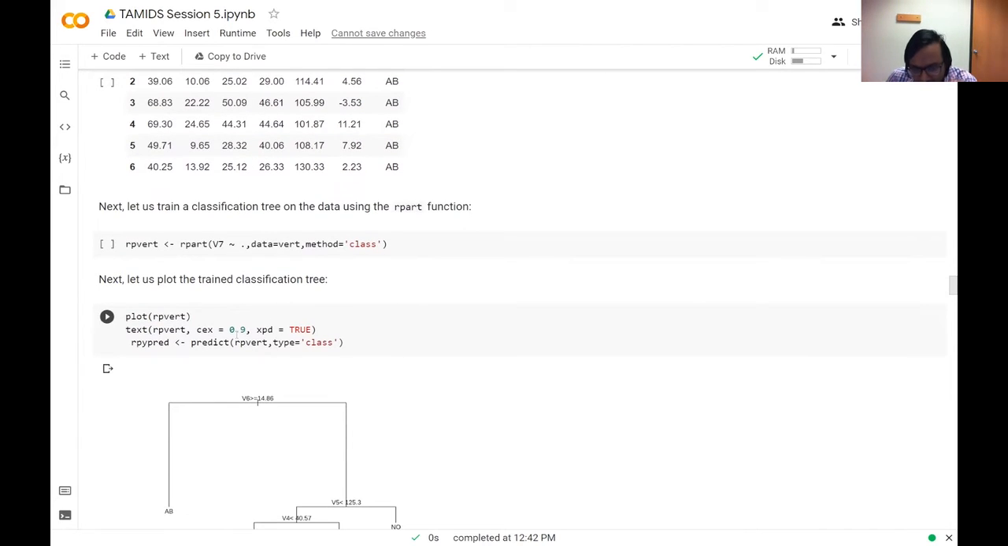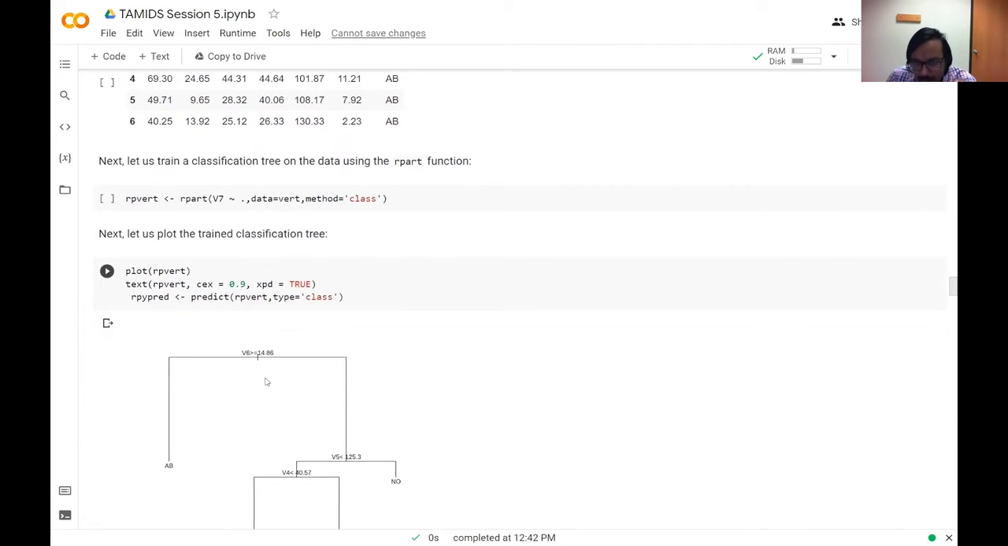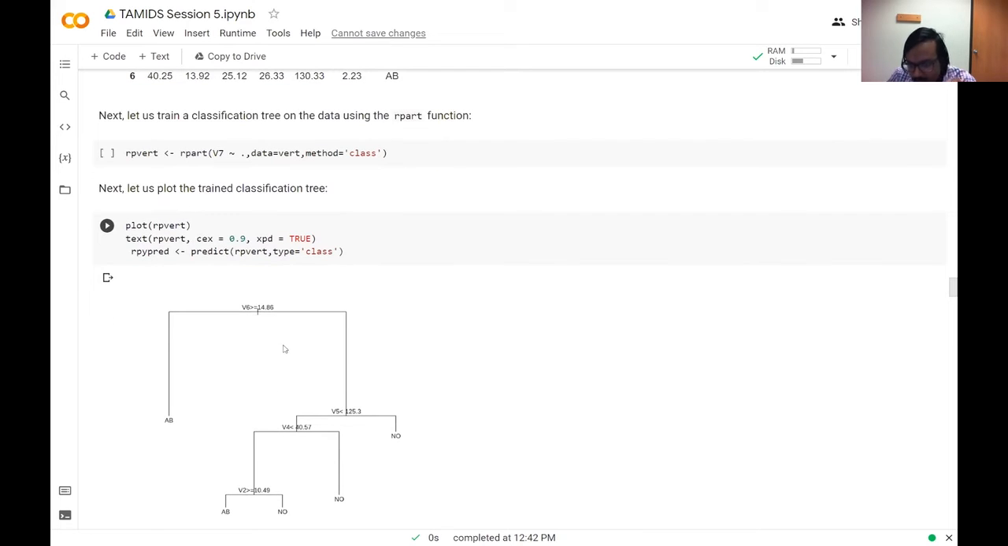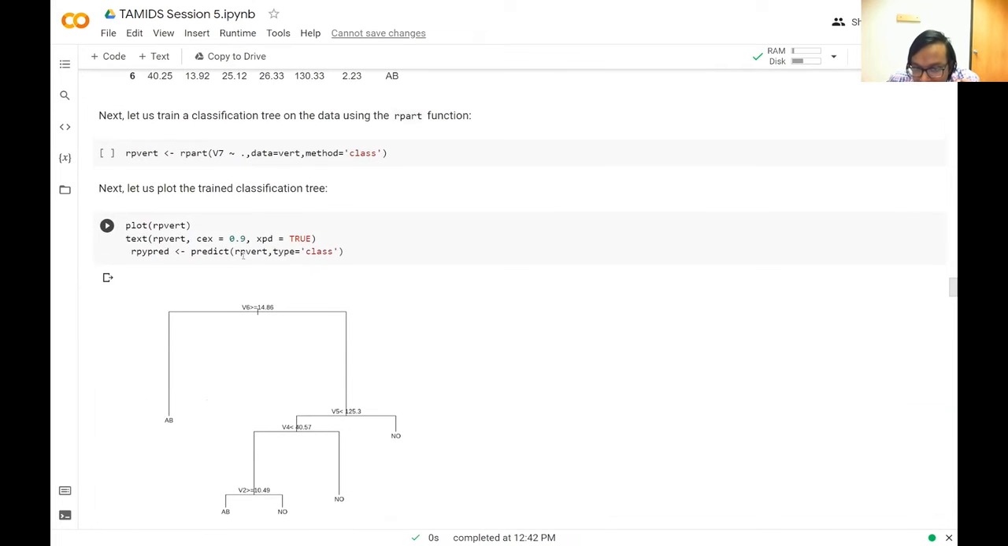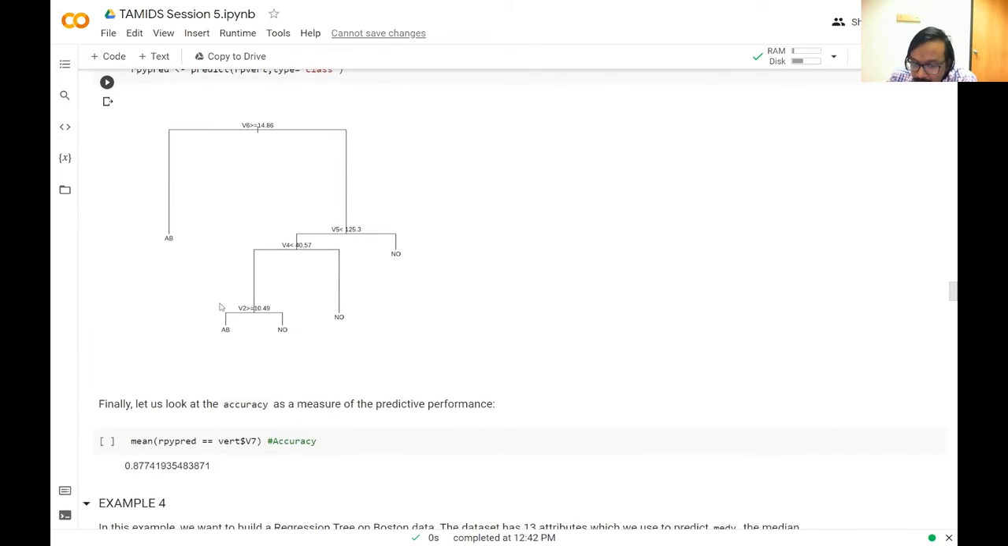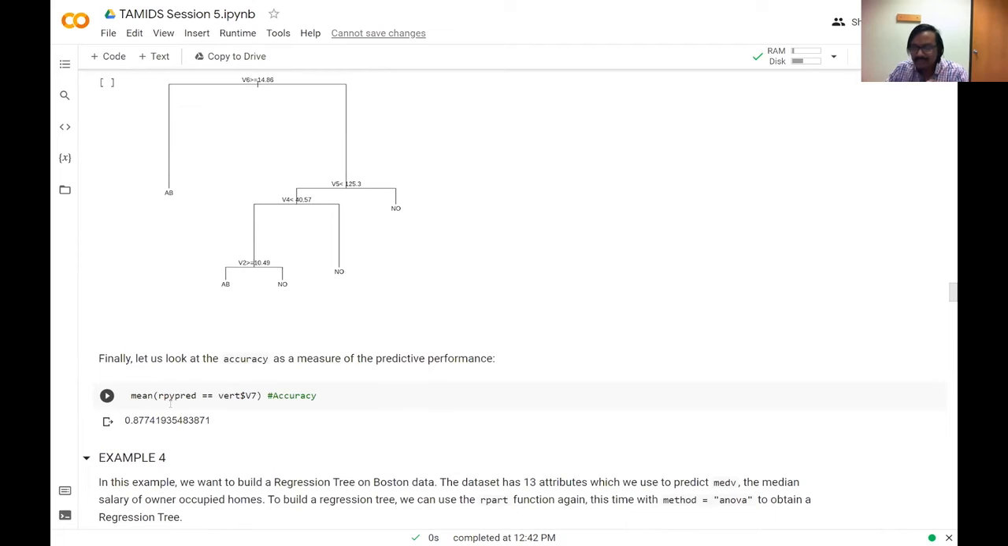So we can use the plot function to have the decision tree, and we can make a prediction based on the same data set. Since we have used the entire data set for training, what this calculates is the training error rather than the testing error. So you have to be careful. Since here there is no new data, this prediction occurs on the training data itself. So this accuracy here is the training error or the training performance.